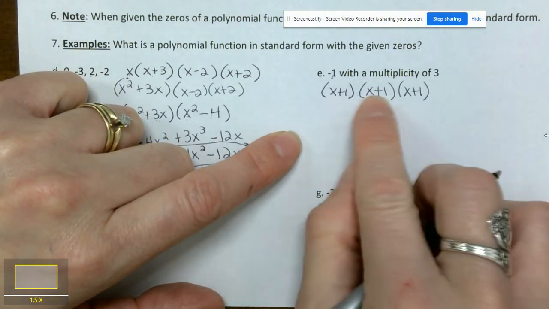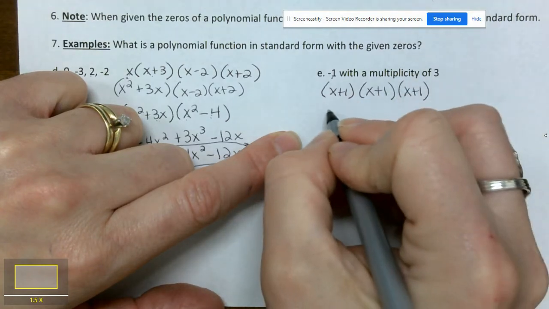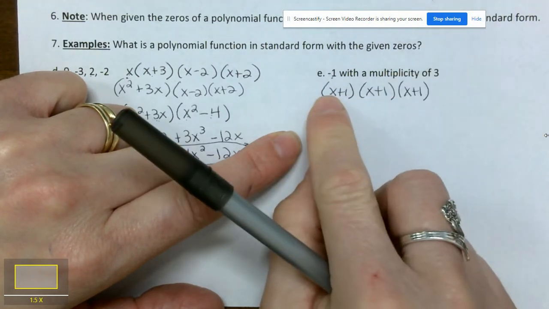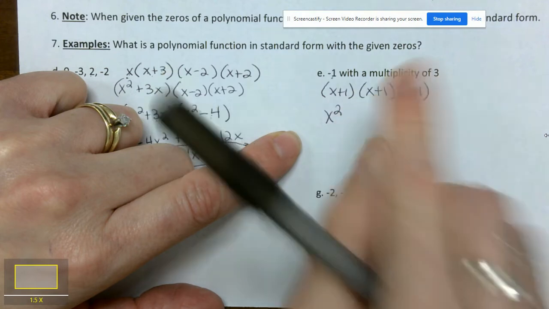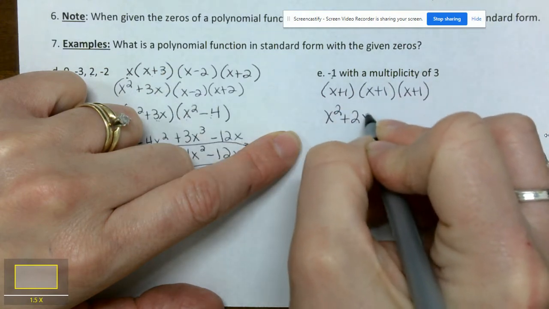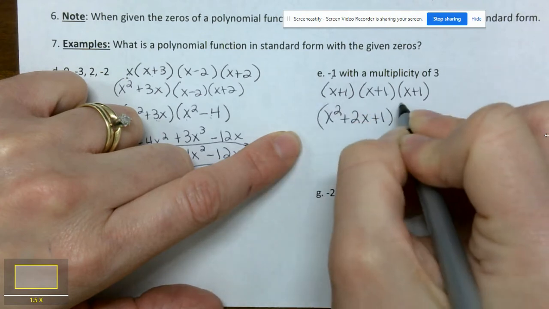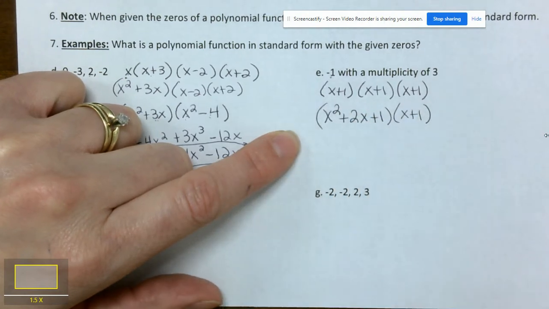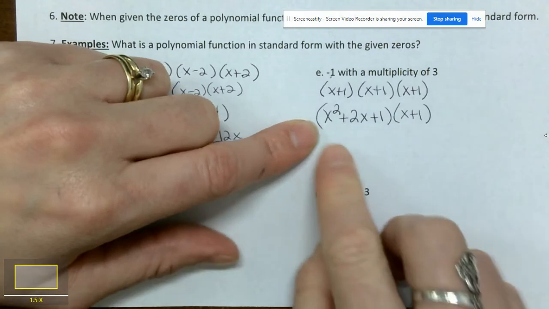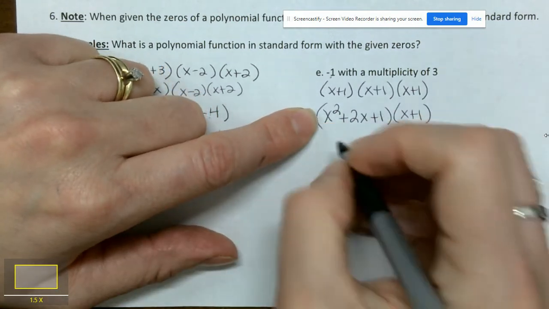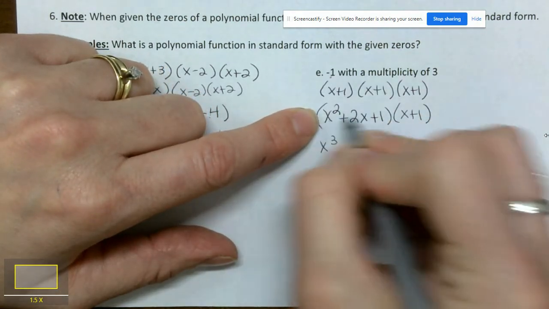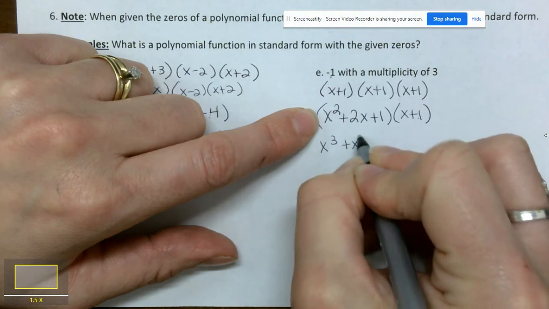So I'm going to do x plus 1 times x plus 1. That's x squared plus 1x plus 1x would be plus 2x, and then plus 1. And then I've got to multiply that by x plus 1. Okay, so I'm going to do x squared times x is x cubed. x squared times 1 is x squared.